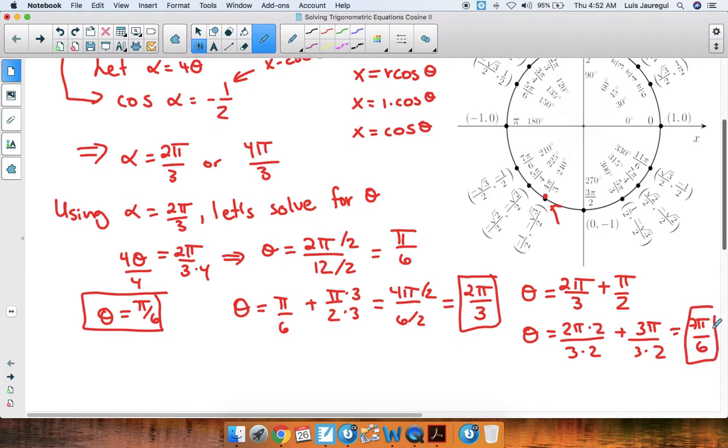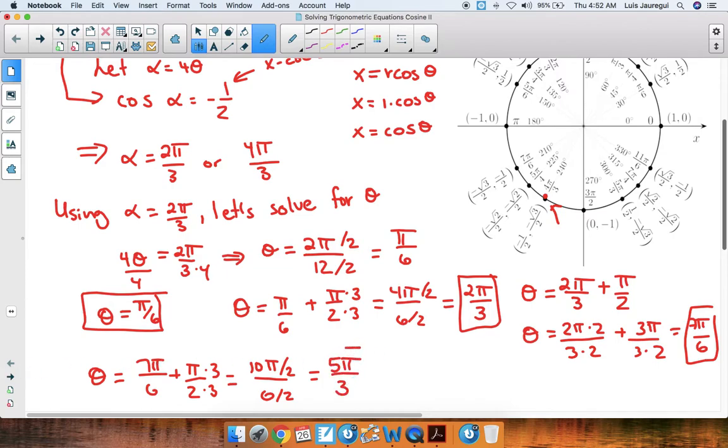So that's our new value for theta. Now let's add another period of pi over 2. So we take the next theta to be 7 pi over 6 plus pi over 2. Now multiplying this one by 3 over 3 to get the same denominator, it becomes 7 pi plus 3 pi, which is 10 pi, all over 6. Let's divide both numerator and denominator by 2. So that is 5 pi over 3.